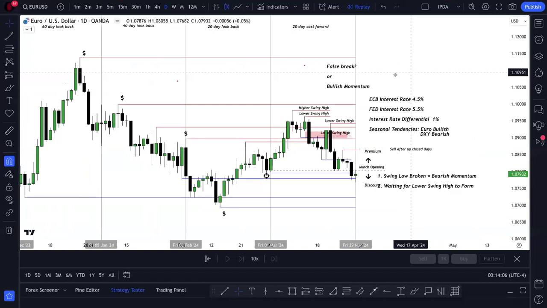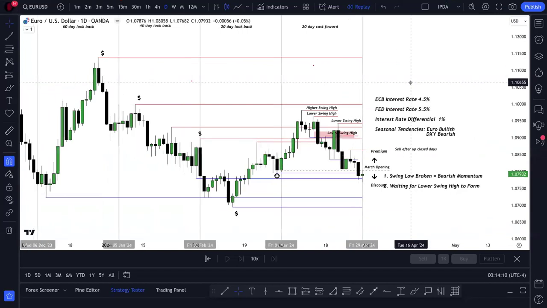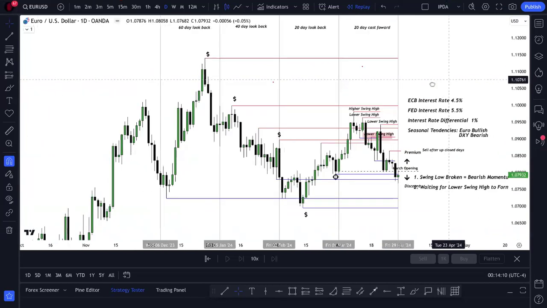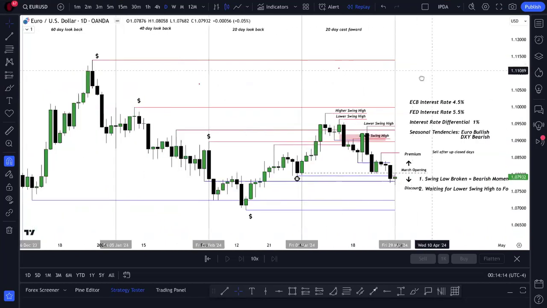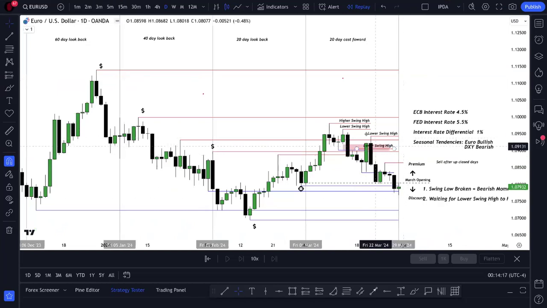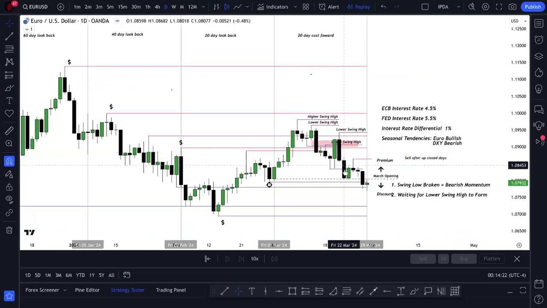So let's start over. We called this already, right? You guys know the daily updates. We knew that the price was going to keep going shorter. We said sell after up close days. The last daily update that I did was after this false break. Price got back down here. We confirmed that false break, and I didn't do a daily update for the last week. No, I didn't do any daily update at all last week. And we can see how after this update, it sold right back down to the March opening price.